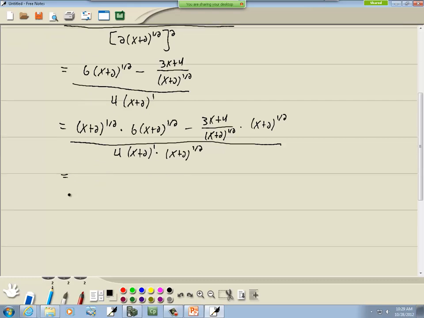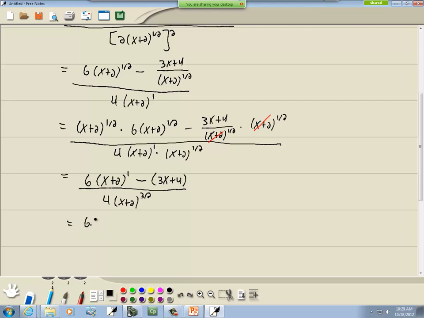Okay, well our first part there, the 6 remains. (x plus 2) to the 1/2 times (x plus 2) to the 1/2, you add the exponents. 1/2 plus 1/2 is 1. So this just gives us (x plus 2) to the first power. Minus, these right here are going to cancel. And I have to leave parentheses around this, so this will be 3x plus 4 all over 4(x plus 2) to the first power times (x plus 2) to the 1/2. You add the exponents. So that gives us (x plus 2) to the 3/2.